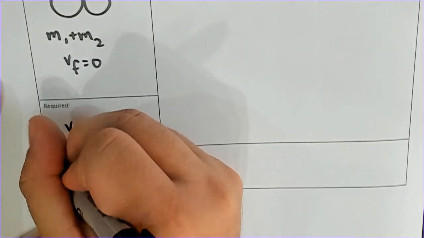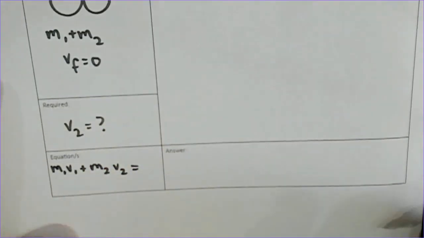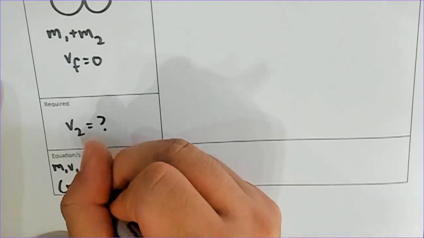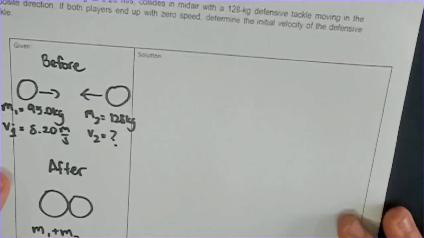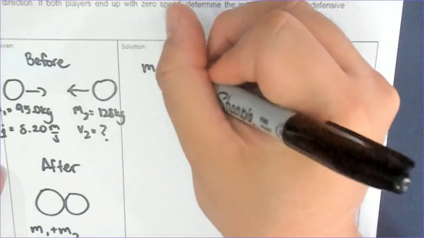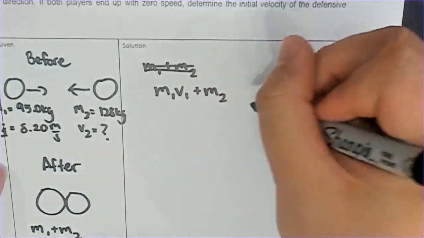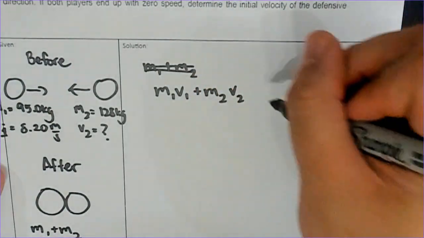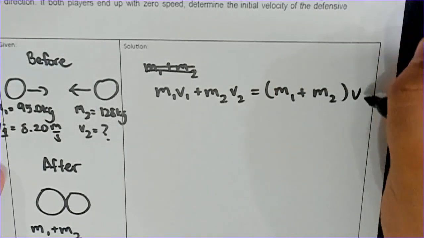In terms of equations, let's use the one I wrote up top, which is M1 V1 plus M2 V2 is equal to M1 plus M2 times Vf. The idea here is to isolate V2. Sorry, my bad, I'm also imperfect, by the way. So M1 V1 plus M2 V2 is equal to (M1 plus M2) Vf.